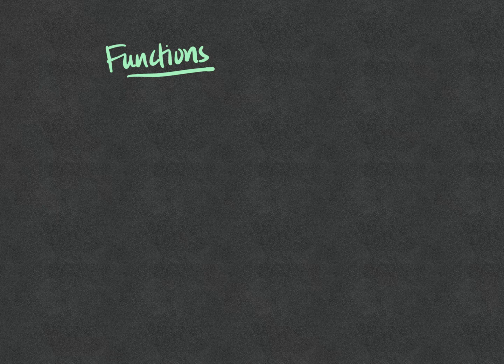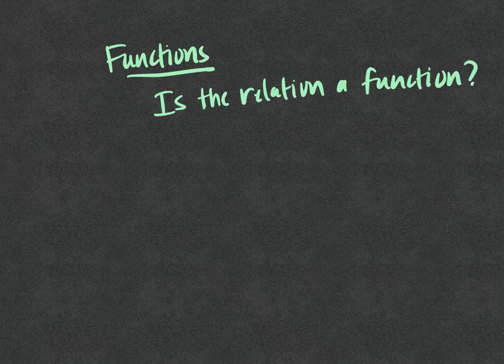This lesson is about functions. Our first question is: is the relation a function? A relation could be a set of points, it could be a table, a mapping, or a graph. Let's start with the graph, and let's look at the vertical line test.